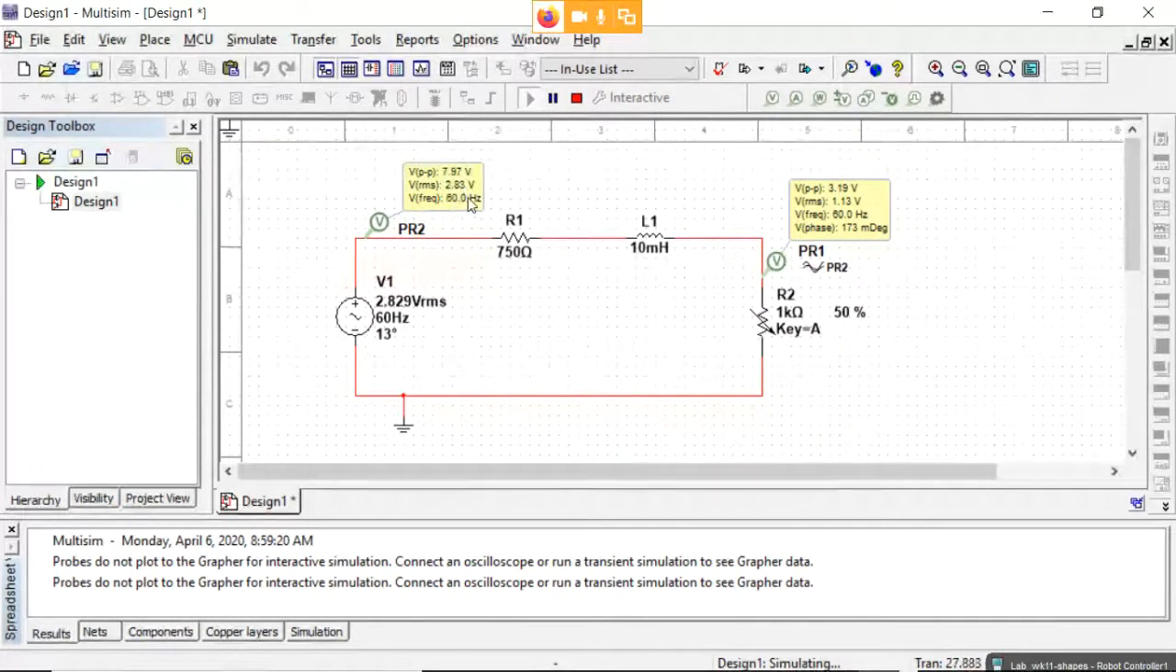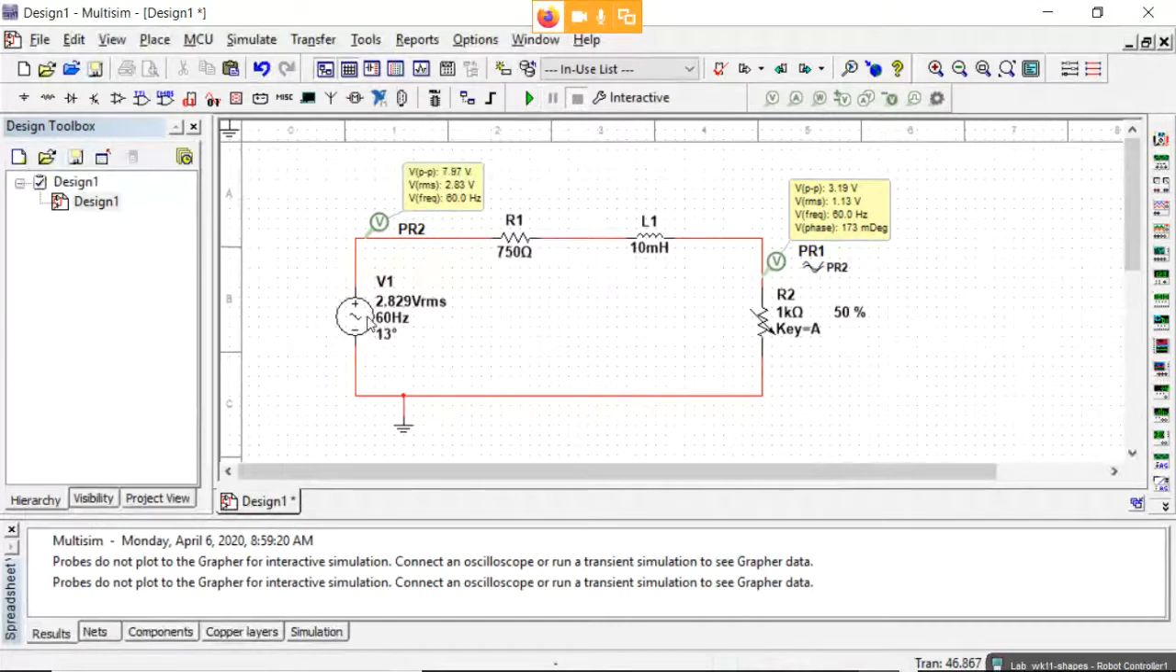RMS, 60 hertz. And then here you see your phase angle. So this is the phase angle. Now remember, this is at 60 hertz, and so the phase angle is 0.173 degrees.